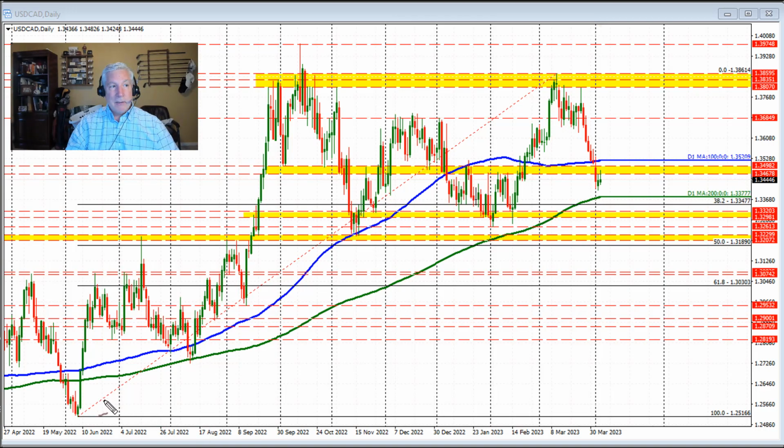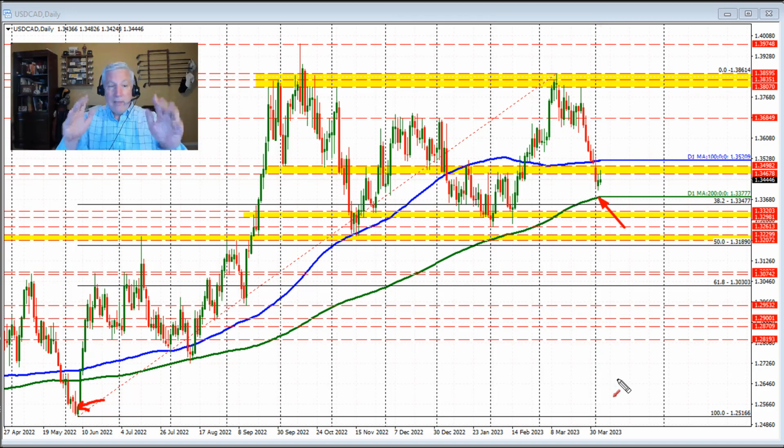The last time the price closed below the 200-day moving average was way back here when the low was made here. The next day we moved above the 200-day moving average, closed above, moved above the 100-day moving average, and the rest is history to the upside. So the 200-day moving average is a key target on the downside, and we need to get to and through the 133.777 if the price is going to move to the downside and continue its bearish move and increase its bearish bias to the downside.